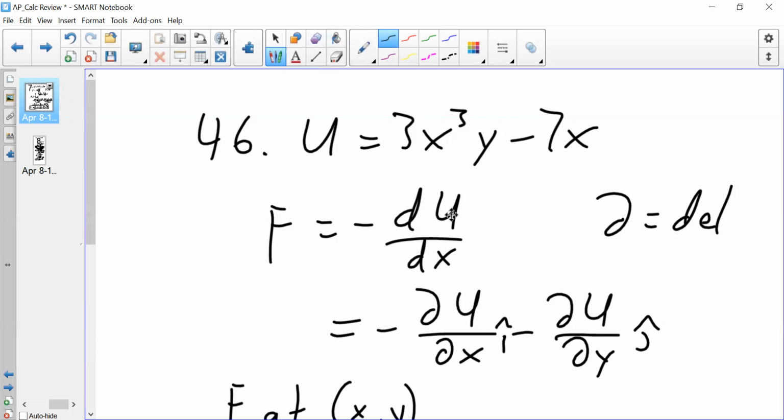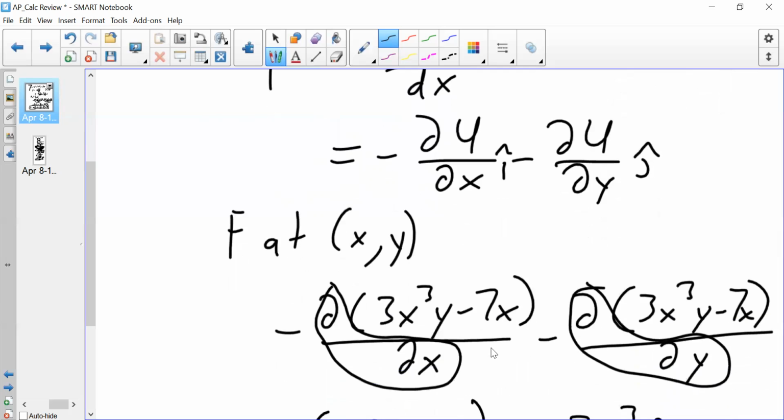So this is negative dU/dx, but it's partial. We take the potential energy function and derive it with respect to x, and here we derive it with respect to y. So that's negative partial of 3x cubed y minus 7x with respect to x, minus partial of 3x cubed y minus 7x with respect to y.